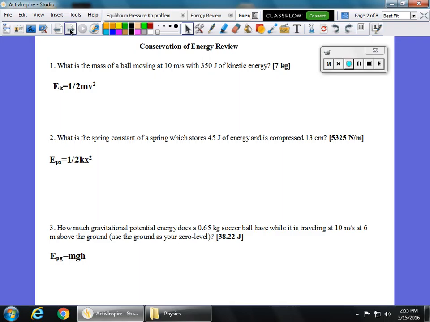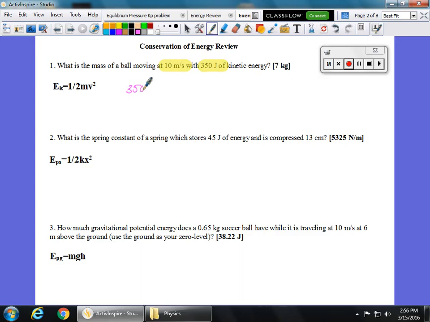Number one is about kinetic energy. For each one of these, I've already written the equation that's associated with each one. What I'm really asking you to do is go into the text of the problem and identify your variables. In this case, you're given a velocity, you're given an amount of kinetic energy, and you're asked to solve for a mass. So it's really looking for whether you know what the values are and how to plug them into your equation. Let's start. We already have an energy for this first one.